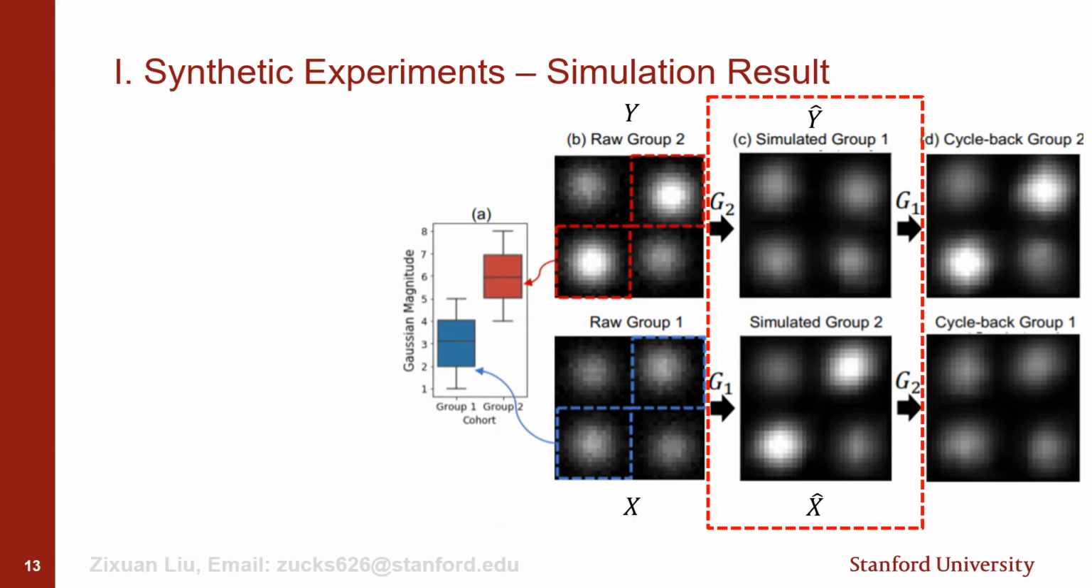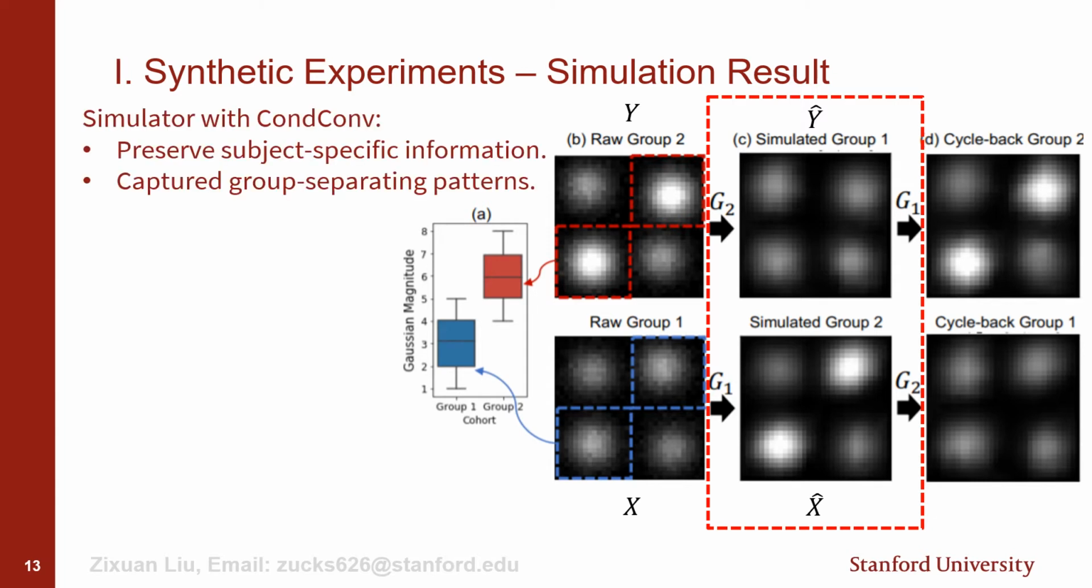Here are example simulation results generated by the CountCom simulator. As we can see, the simulator successfully accomplished its task in both directions, i.e., it successfully increased the intensity of the Gaussian signal in the off-diagonal part of the raw control image, and it successfully decreased the intensity of the Gaussian signal in the off-diagonal part of the raw disease image, while at the same time, it preserves the intensity of the diagonal part in both directions.